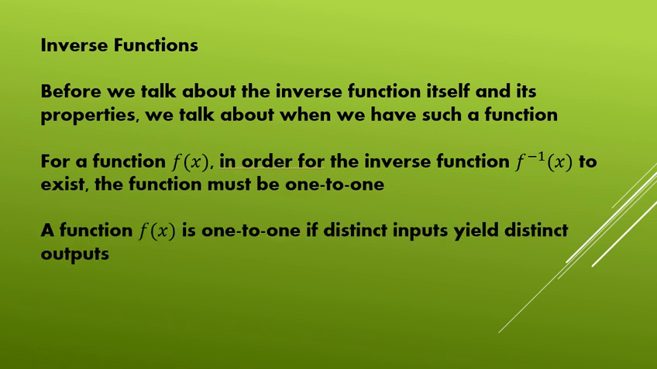Now, what the heck does 1 to 1 mean? A function f of x is 1 to 1 if distinct inputs yield distinct outputs. That is to say, if you take two different x values and plug them into your function, if your function is 1 to 1, then you're going to get two completely different outputs.